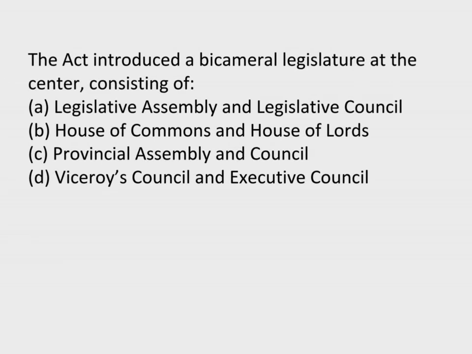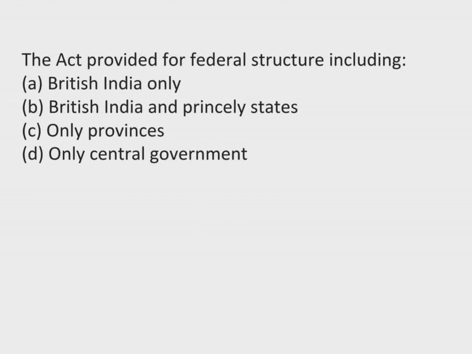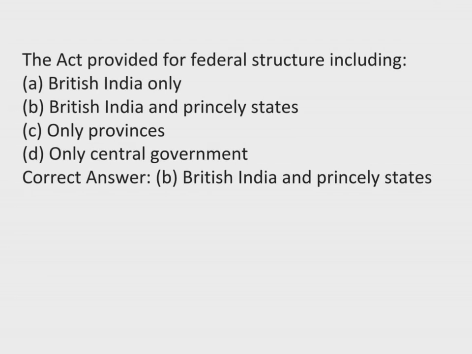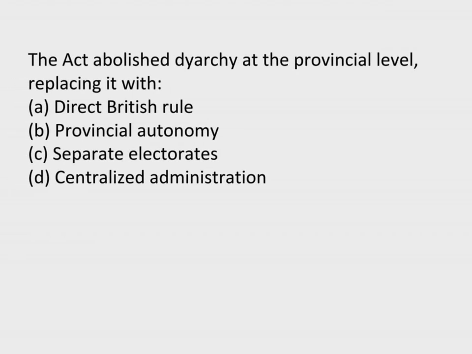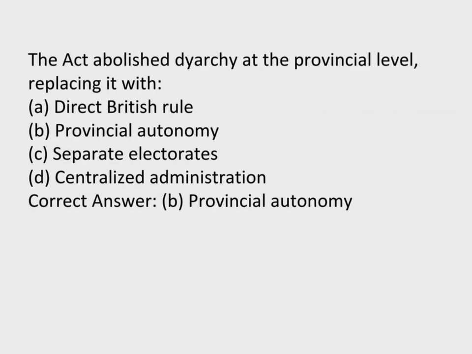9. The act introduced a bicameral legislature at the center, consisting of. Correct answer, A. Legislative Assembly and Legislative Council. 10. The act provided for federal structure including. Correct answer, B. British India and princely states. 11. The act abolished diarchy at the provincial level, replacing it with. Correct answer, B. Provincial autonomy.